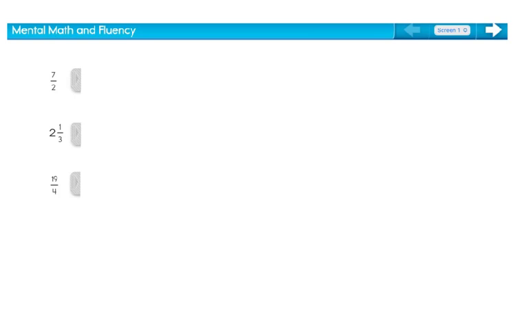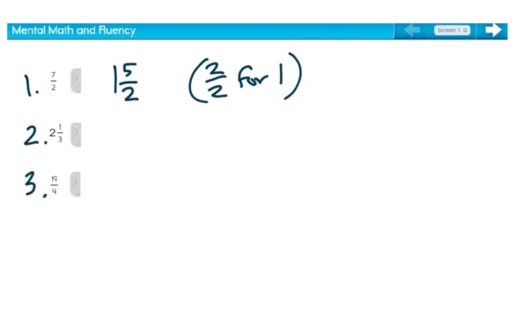So we've been finding common denominators, but for this warm-up, let me give you an example. If I take 7/2, I can write that as 1 and 5/2, because what I'm going to do is trade 2 halves for 1 whole, right? So when I subtract 2 away from that to get the 1 whole, I'm left with 5.